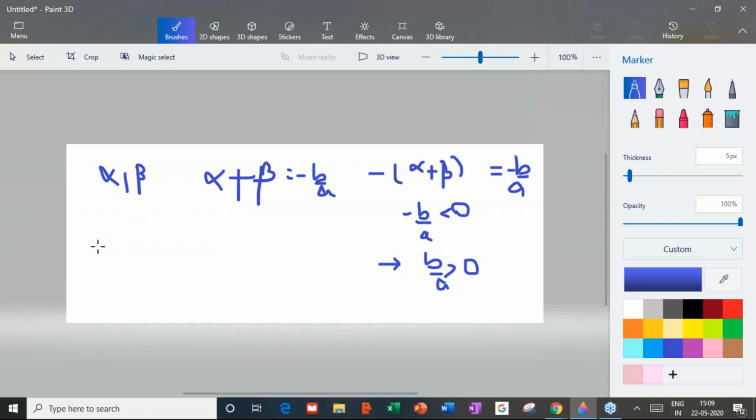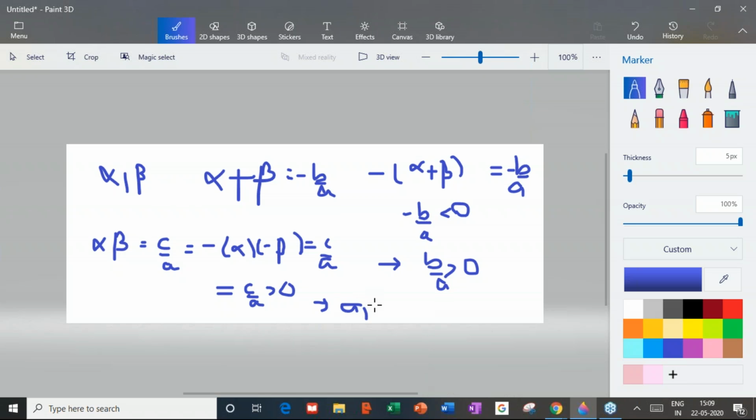Then what about c? So you consider the relation alpha into beta is equal to c by a. In this case both of them are negative, so it will be positive. So it will be nothing but minus alpha into minus beta is equal to c by a, right? So it will become positive basically, so c by a also is greater than 0. So from this we can see that all three terms are greater than 0, right? A, B, C are greater than 0.